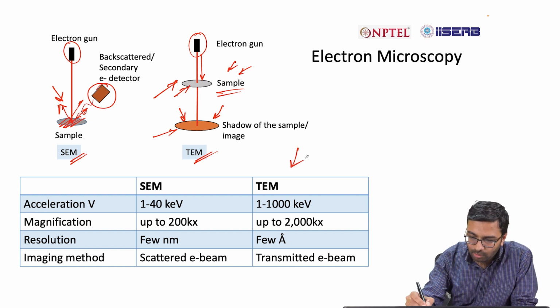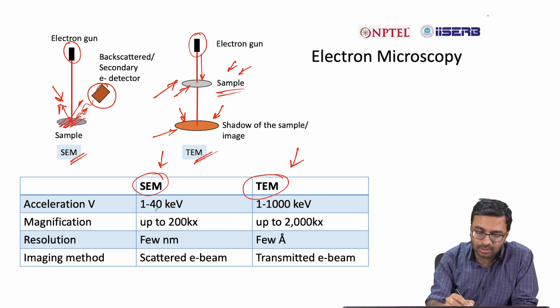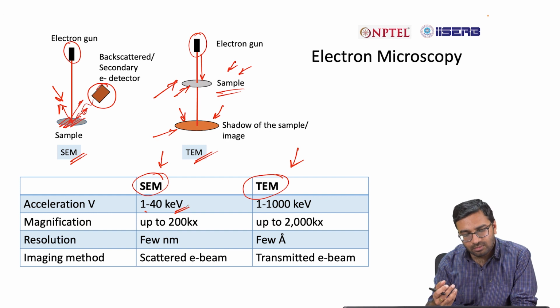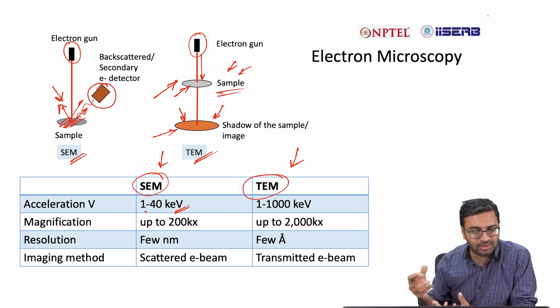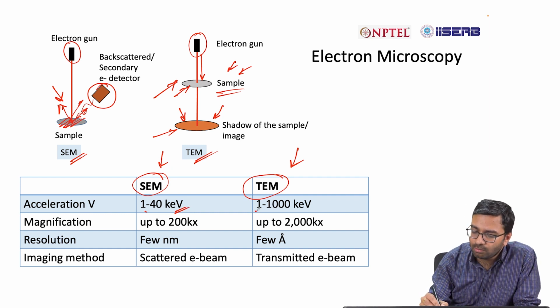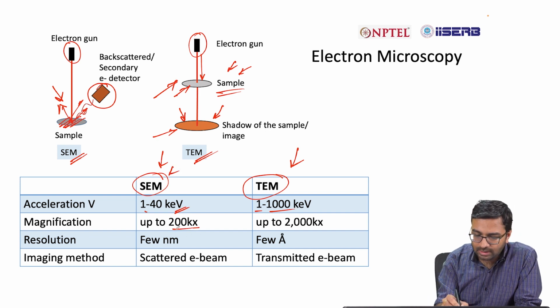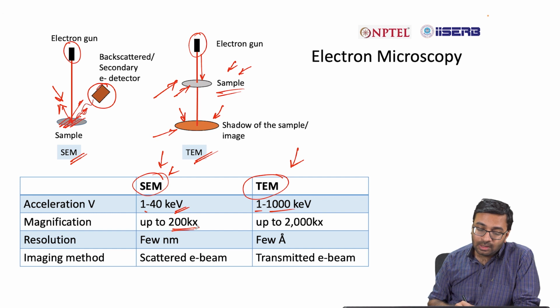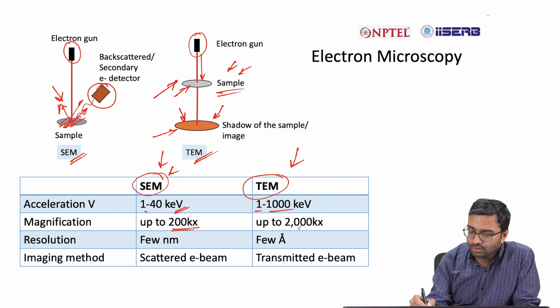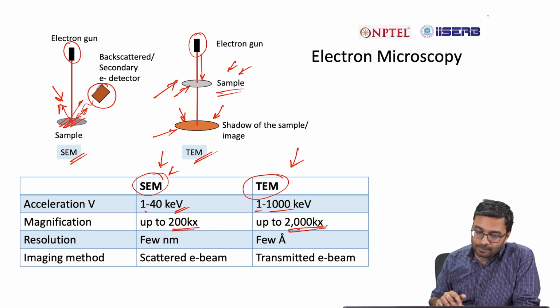Now here I have given a comparison between scanning electron microscope and TEM. In case of scanning electron microscope, the acceleration voltage is between 1 to 40 kilo electron volt. Usually we use 5 kV or similar energy or voltage, and in case of TEM it varies between 1 and 1000 kilo electron volt. The magnification in SEM is 200 kx, and in case of TEM it's 2000 kx, so it's almost an order higher.